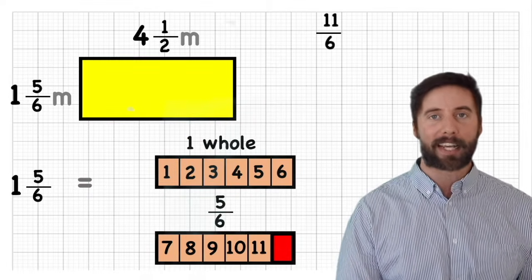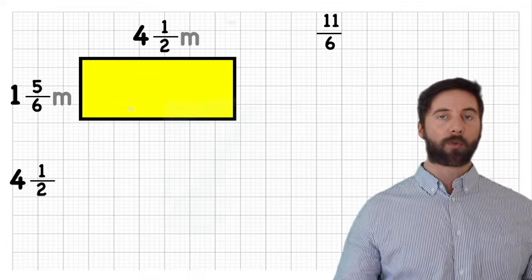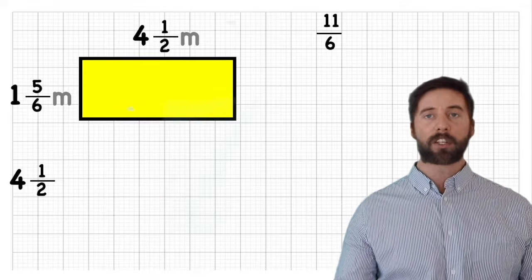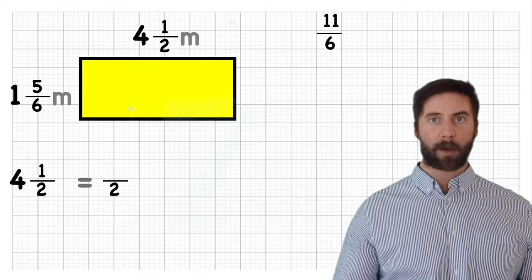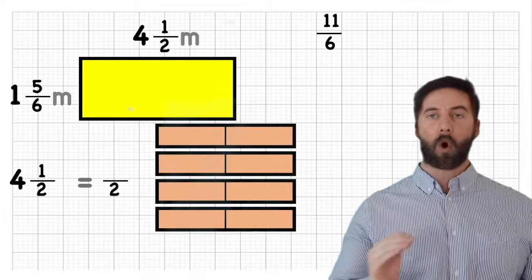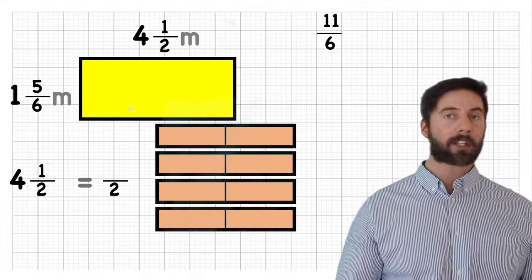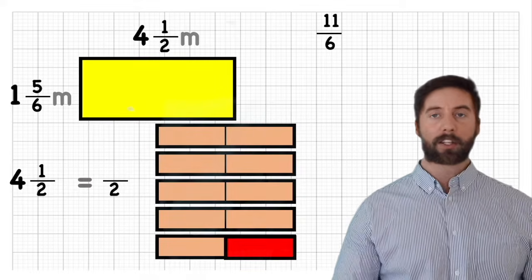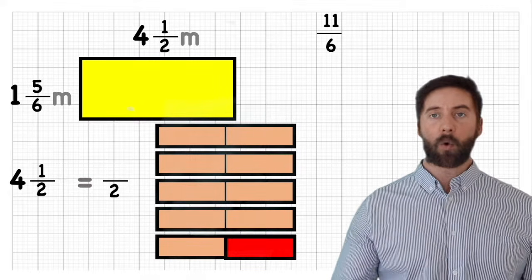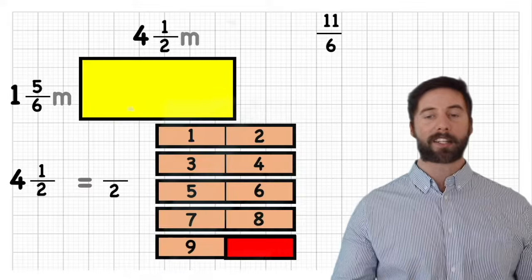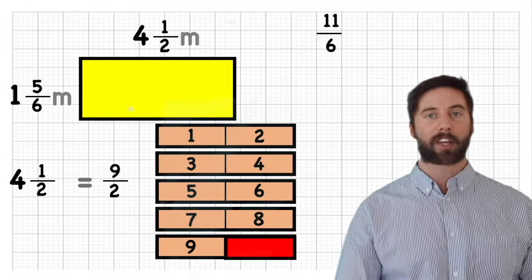Okay, 11 sixths. So for my next one, 4 and 1/2, again, everything is measured in halves. So I've got 4 whole chocolate bars, which were measured in half. So I've got 1, 2, 3, 4 whole chocolate bars, and I've got half a chocolate bar. So in total, how many halves have I got? 1, 2, 3, 4, 5, 6, 7, 8, and then the 9th, 9 halves, okay?